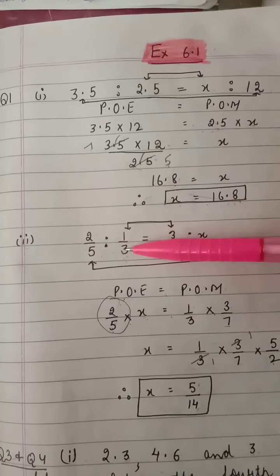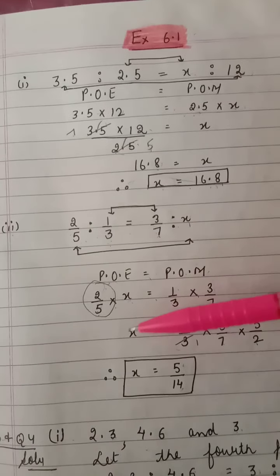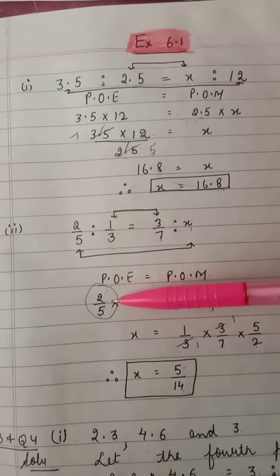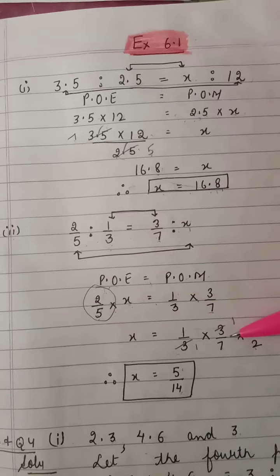1, 2, 3, 4. 4 terms already in proportion. Product of extremes is equal to product of means. 2 upon 5 multiplied by x is equal to 1 by 3 multiplied by 3 by 7. Keeping x here, whatever is with x will be taken to the other side. Now we have a fraction here which is being multiplied with x.